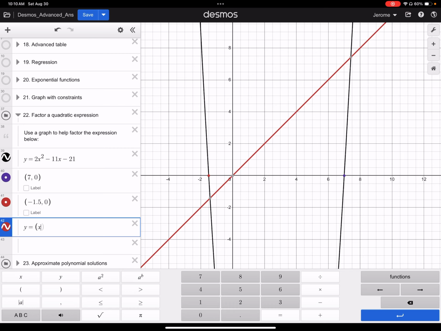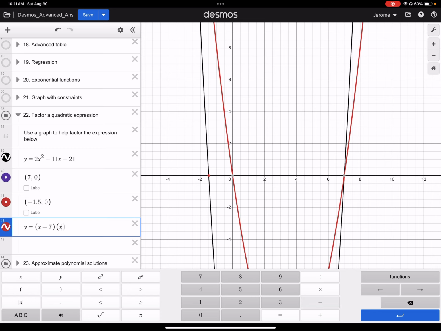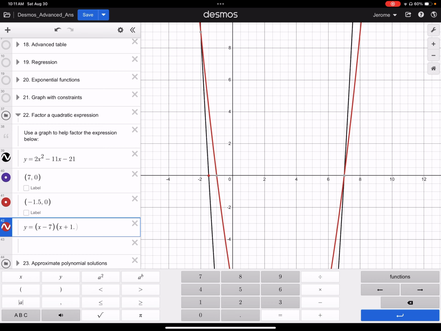So open up my parentheses, x minus 7, and you can see it hits exactly at that x-intercept, but it's a line right now because I have this formatted as just a linear. But as soon as I arrow out of this and open up a new set of parentheses, I'm going to do x minus a negative 1.5, but minus a negative just cancels out and makes it a plus. So plus 1.5, and then you can see that it hits the other one.